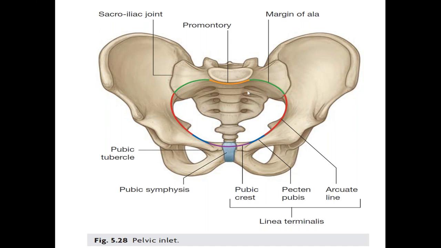This is the pelvic inlet. This is the sacral promontory, and this is the pubic surface anteriorly, and this is the pubic tubercle, and this is the sacroiliac joint. So this is the line of the pelvic inlet, which separates the false pelvis and the true pelvis.